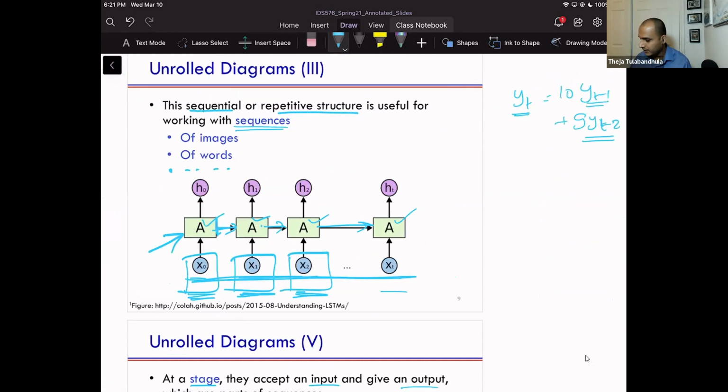And by the way, the sequence can be anything. It could be a sequence of images, if you're doing video processing, a sequence of frames in the video, or it could be a sequence of words. And we know from the embedding idea that if you give me a sequence of words, I can convert them to appropriate vectors, and then I'll just have a sequence of vectors as input. So that's this part.